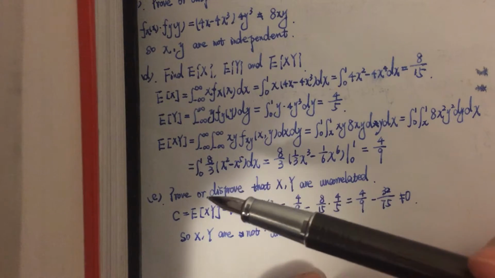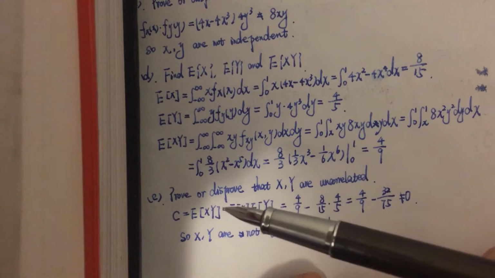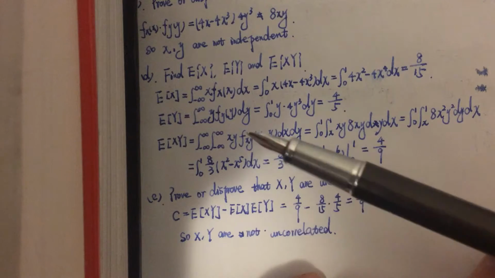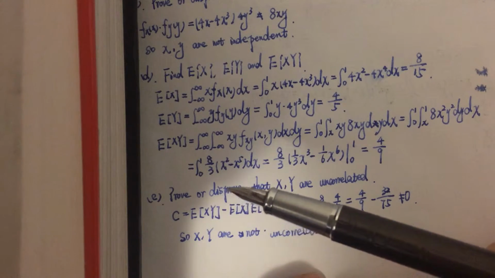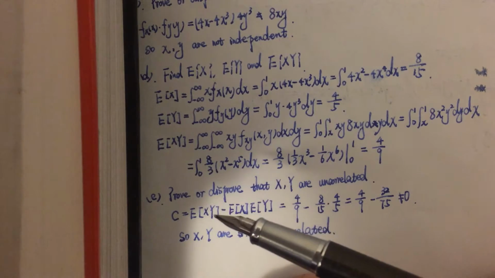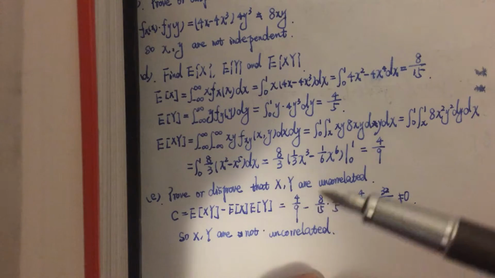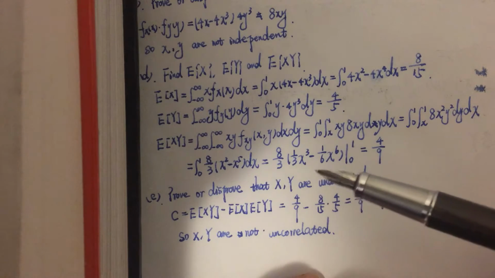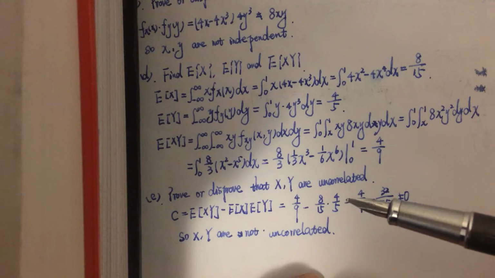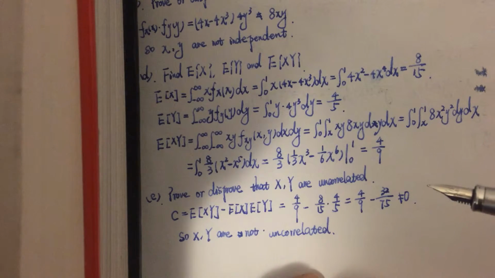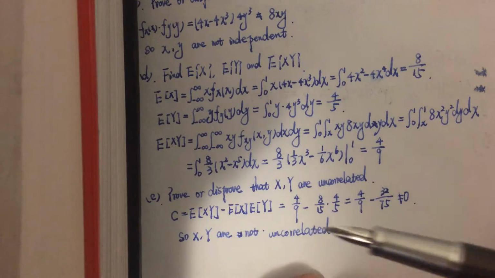E is to prove or disprove that x, y are uncorrelated. According to D, we can calculate the covariance. It is E of XY minus E of X times E of Y, and this is 4/9 minus 8/15 times 4/5, and this is not equal to 0, so x, y are not uncorrelated.